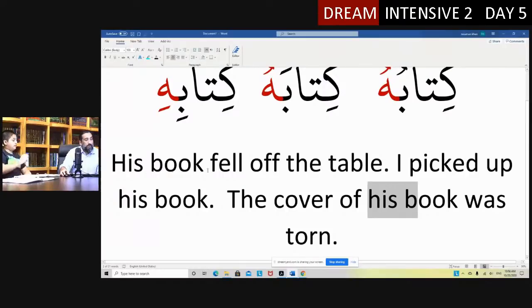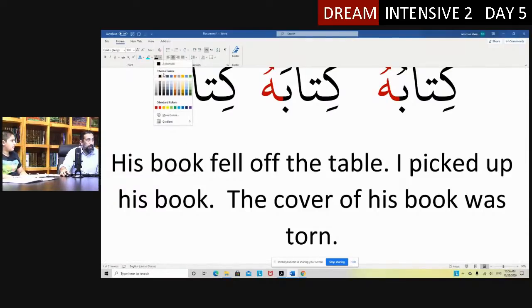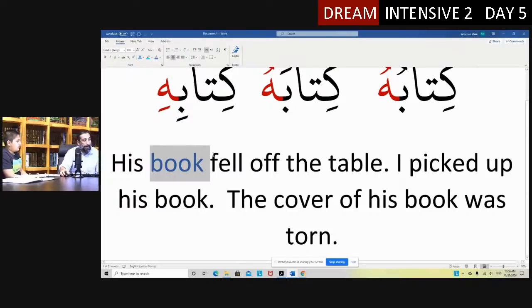Now, when his book fell off the table, let's just focus on the book. Is the book doing the act or is he doing the act? Who's doing the act? The book. So the book is the doer. I'll color the doer blue this time, right? I picked up his book. Forget about the his for a moment. What did you pick up? Book. So book is a detail. It's nasab. So I'll change a color on it. I'll make it green.